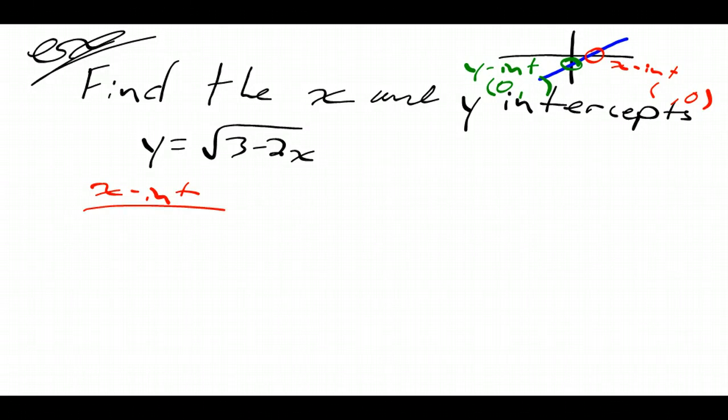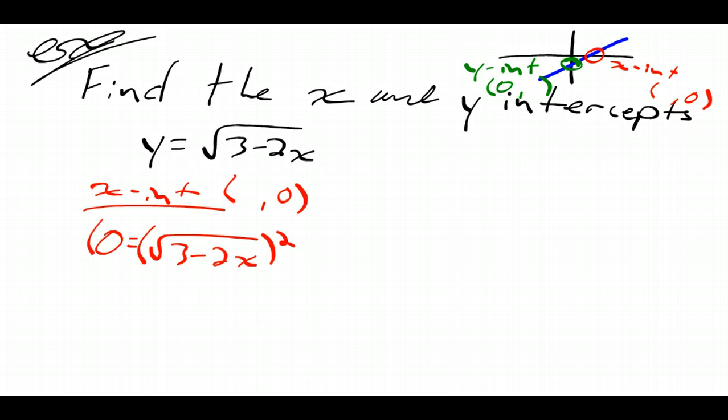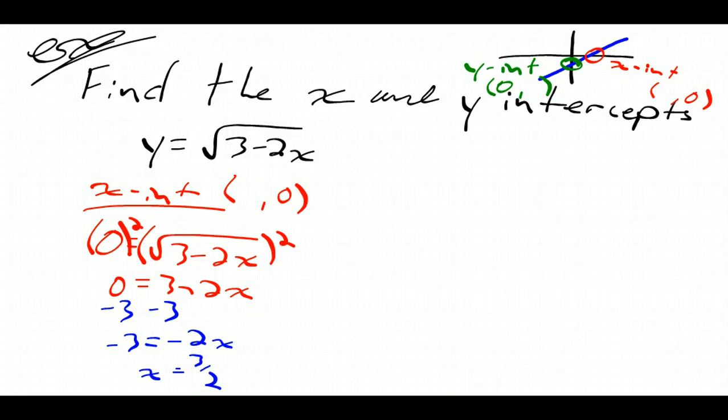So, in order to find the x-intercept, I know this is the point something comma 0. If I know y is 0, then I can go ahead and plug that into my equation so that I have the square root of 3 minus 2x, and then solve for x. So to get rid of this square root, square both sides, so that you have 0 equals 3 minus 2x, and then we can subtract the 3 to the other side, so minus 3, minus 3, then I have negative 3 equals negative 2x. Divide by negative 2, so this will be x equals 3 over 2. So I have the point 3 over 2, 0.